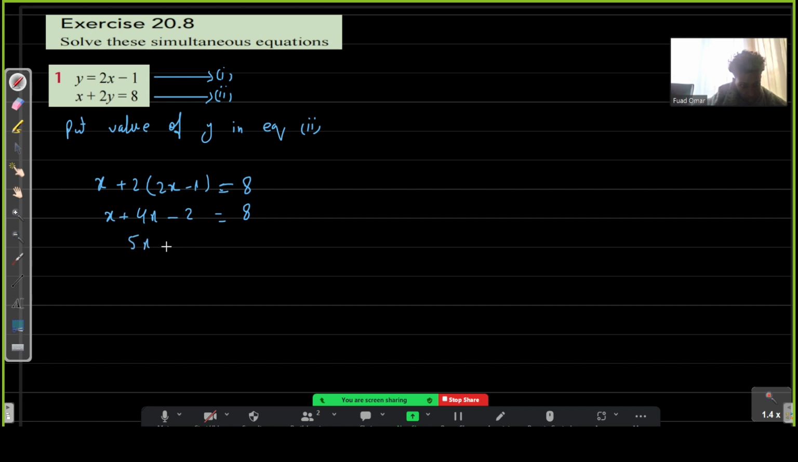Minus 2 can be taken out to the right side of the equality. So minus 2 will go to the right side, and 8 plus 2 is equal to 10. So x is equal to 10 divided by 5. So x is equal to 2.